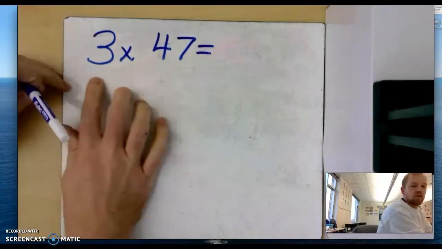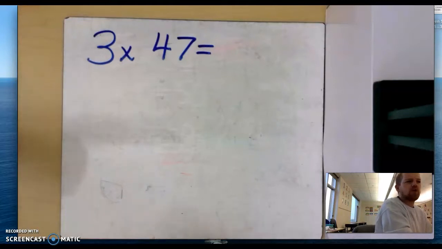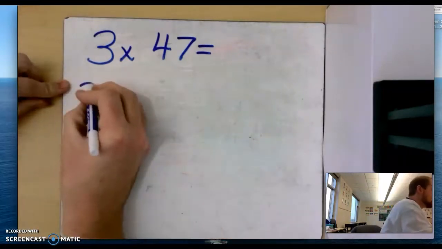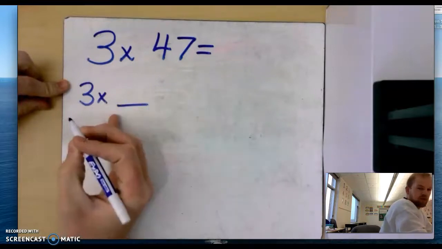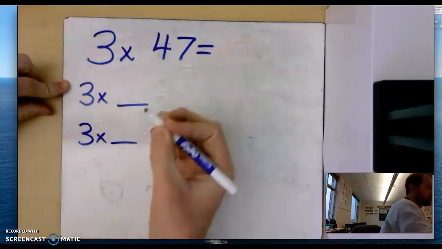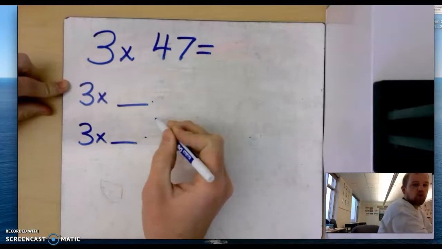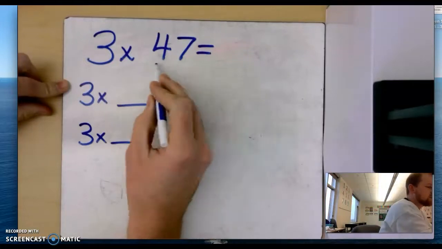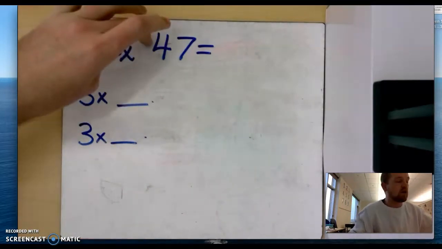So I'm going to keep my 3 the same because 3 facts are something that I'm working on knowing, and that's something that I can really get good with. Okay, so I'm going to keep my 3 the same. I'm going to do 3 times something here, and I'm going to break that down in a second, and 3 times my other number I break down. Now you'll notice I have 2 lines here, 2 problems, and that's because I have a 2-digit number here. So again, we're going to break it down by our place value. So you're going to start with the tens.